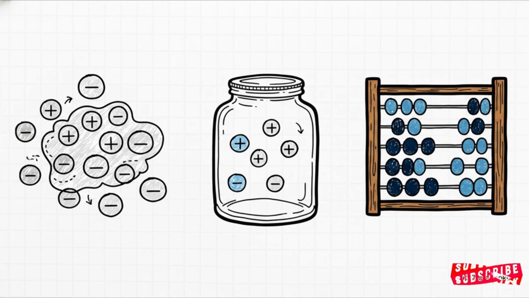Additivity just means charges add up like normal numbers. A +2 and a -3 gives you a -1. Simple enough. Conservation means charge cannot be magically created or destroyed. It just gets shuffled around. And finally, quantization. Think of an old-school abacus. Charge is quantized exactly like those wooden beads. You can't have half a bead, right? The total charge is always a neat, whole integer multiple of the fundamental electron charge.